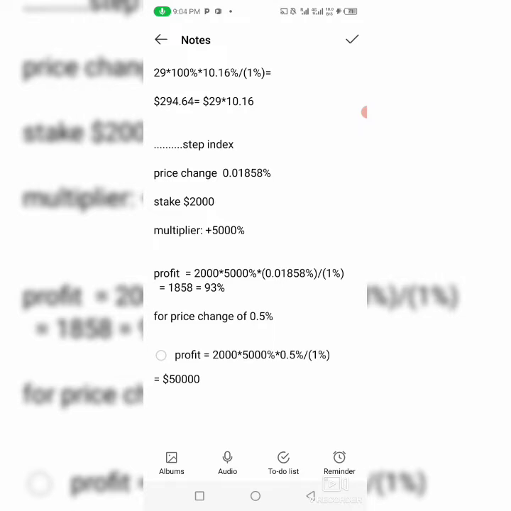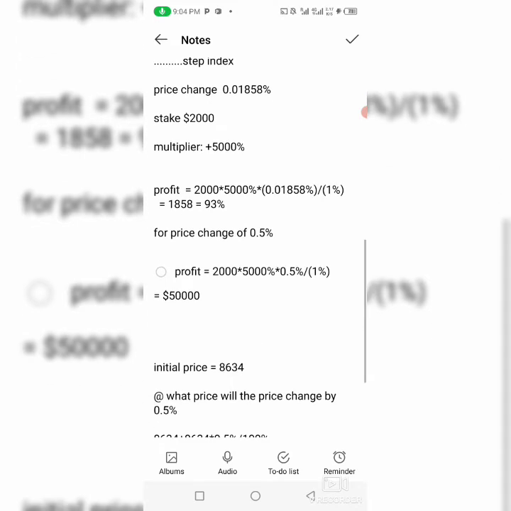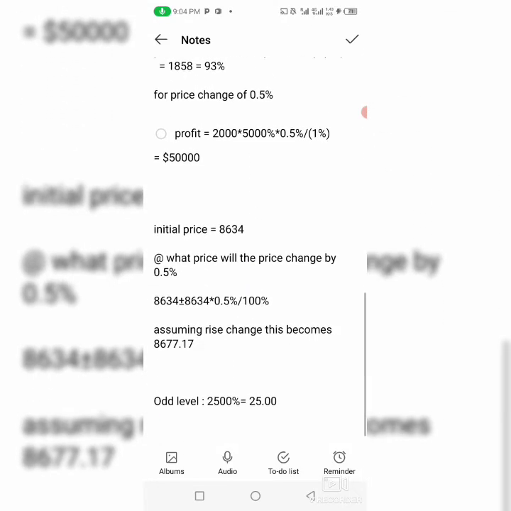Okay. For a price change of 0.5%, let's assume we have a price change of 0.5%. The profit is 2,000 times 5,000% times 0.5%, divided by 1%. That is $50,000. Now, I want to show, this is a kind of rehearsal of how it came about. How can we show that this is going to be real? How do we know the price at which we have actually attained a 0.5% change in price?